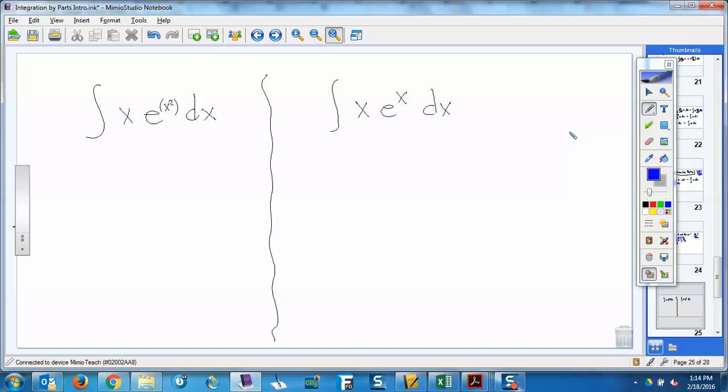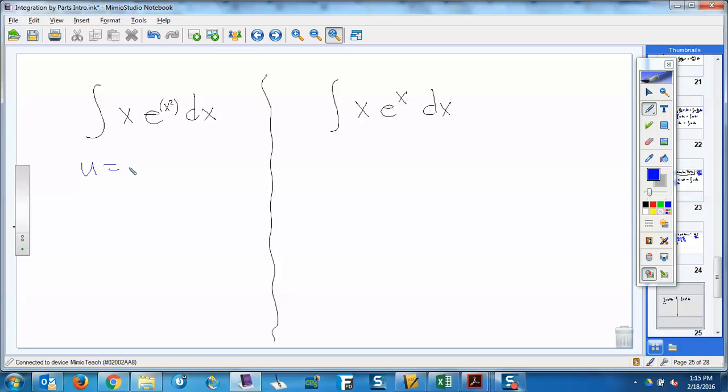All right, let's take a look at this situation right here. So let's do a couple of them together. What I've done here is I put two on the same page because they look a lot alike. They're very similar. Now, the first one is one like we've been doing. The first one has what in it? The first one is going to be what method? Use substitution. Because you can let u equal what?